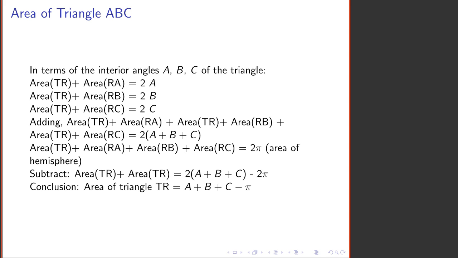I subtract that off. I get rid of RA, RB, and RC, but I have two TRs left over on the left-hand side, and on the right I have twice A plus B plus C minus 2 pi. Divide everything through by 2, and I've got my conclusion. The area of the triangle is A plus B plus C minus pi.